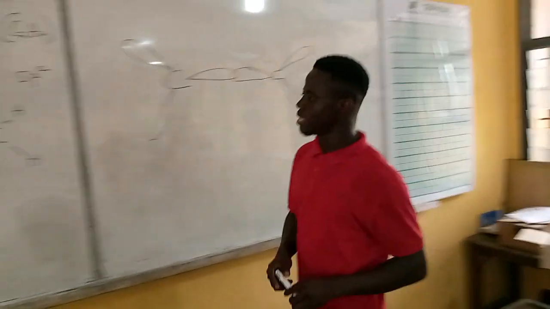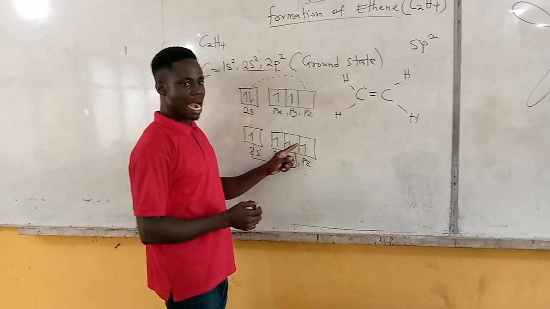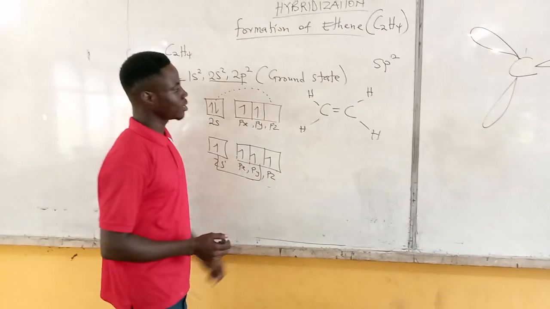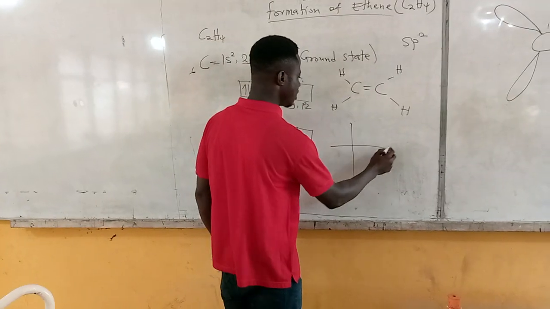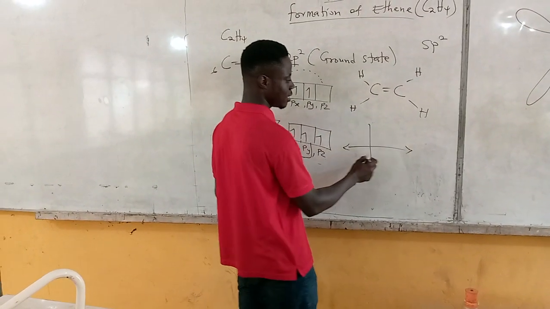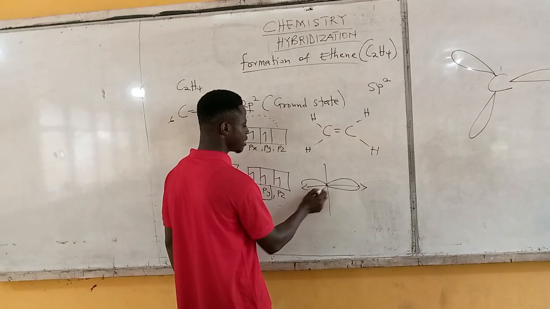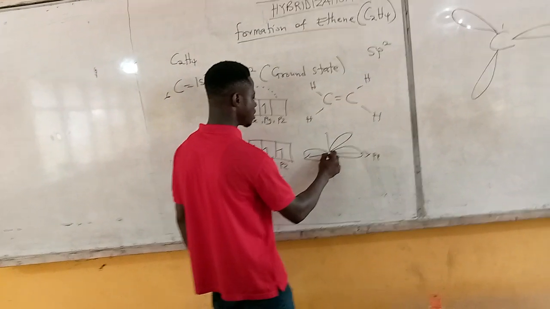Now, after forming this, you realize that there is one unhybridized orbital, which is the pz. And from the locations, we gave the directions the other day in our previous video. That p orbital is dumbbell shaped. So this becomes our x, which is px. Then there's y here, so this becomes our py.